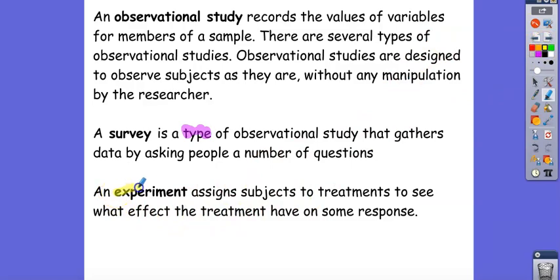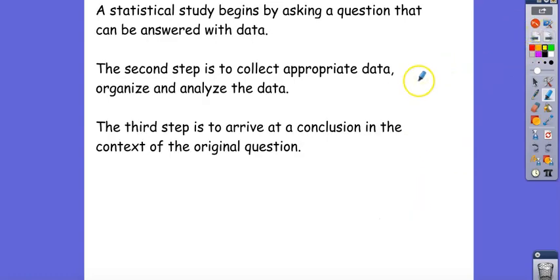An experiment assigns subjects to treatments to see what effect the treatment has on some response. So that's the big difference between an observational study and an experiment. Okay, and this is in your notes.